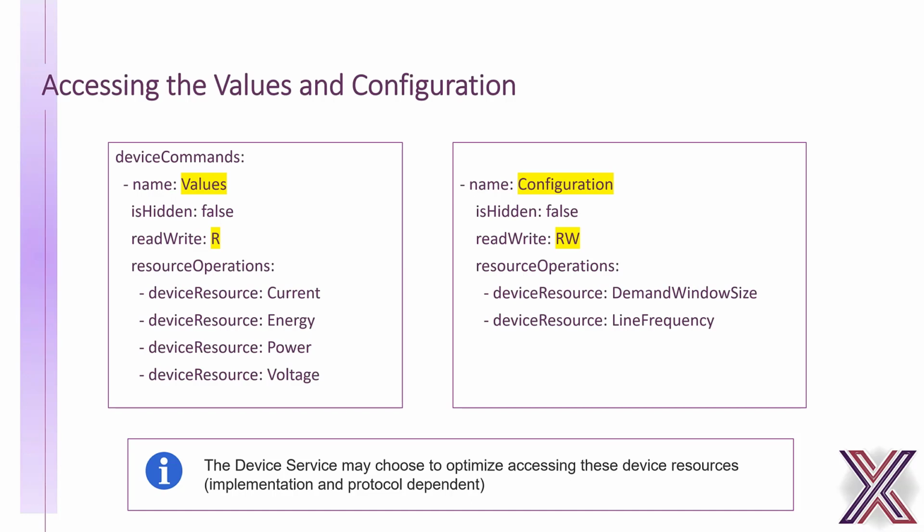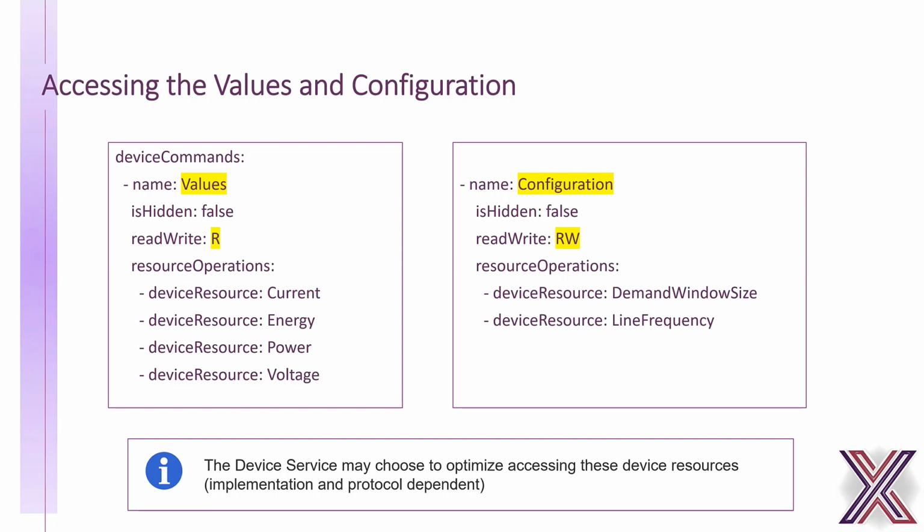Written up as part of a device profile, it would look something like this. You just need to say, okay, the name, I'm calling these values, and it's read only. And you basically just list then the device resources that you want to collect as part of this values operation. Similar story for the configuration values, but we mark it as read write.